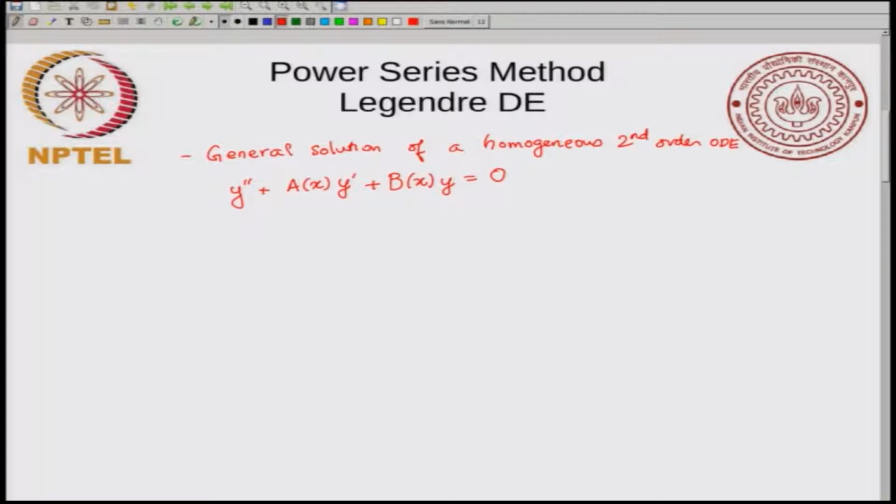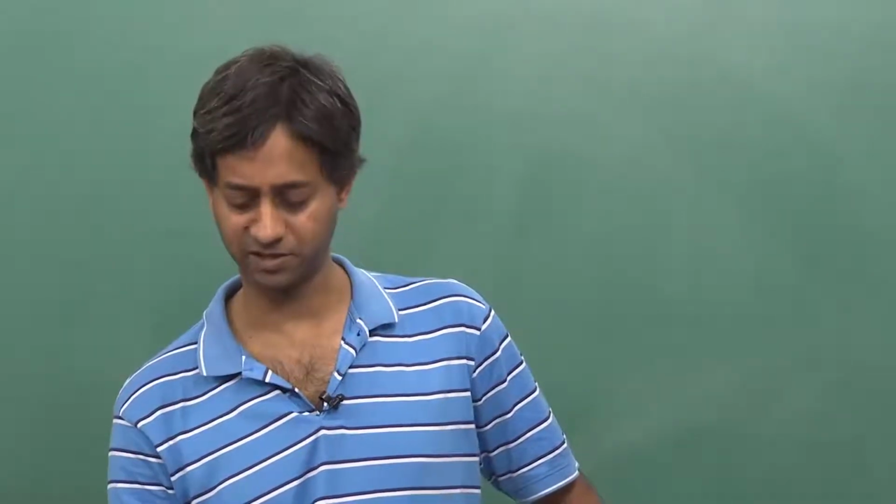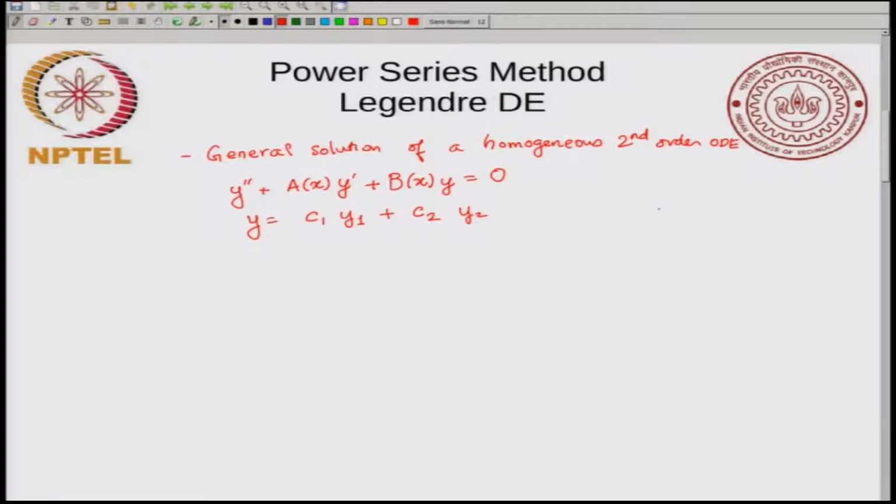The general solution has this form: y is equal to some arbitrary constant times y1, which is one of the solutions, plus some arbitrary constant times y2. This is the general form of the solution, and the power series method will show you how you can get this general solution of a homogeneous second order ODE. I should mention that though we are talking about homogeneous second order ODEs, this method can also be extended to non-homogeneous ODEs and also to higher order ODEs. But at least as far as this course is concerned, we will look at second order homogeneous ODEs.